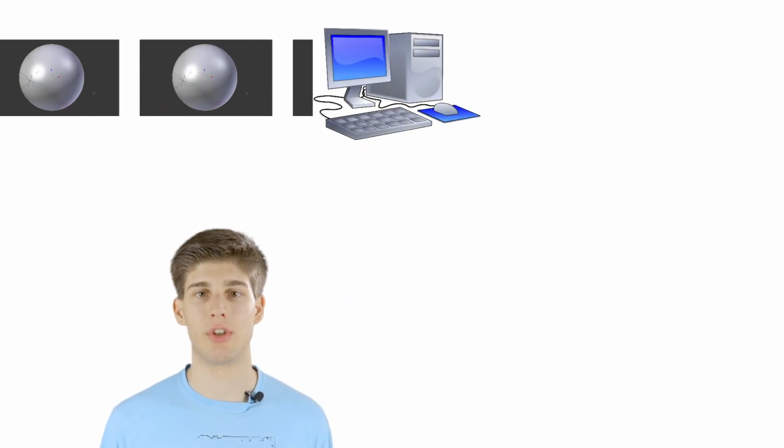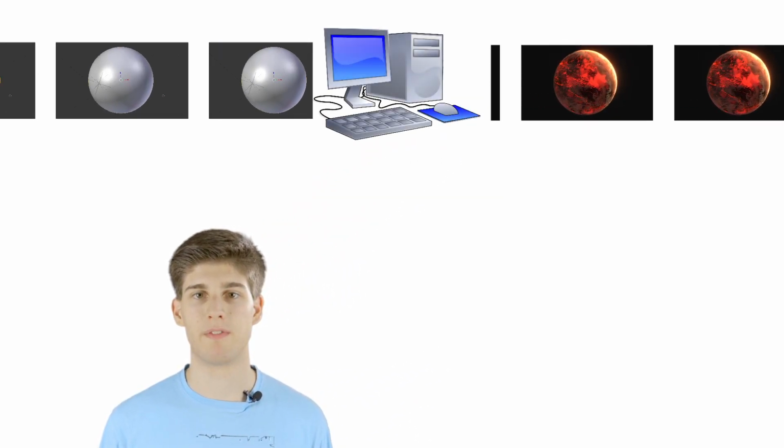In order to create the CGI elements, artists make 3D models and then they render them out into video files. The rendering process is extremely complicated and can take a very long time to finish. If you tried to render all of the CGI elements on one computer, then it would take months or even years. This is where render farms come in.